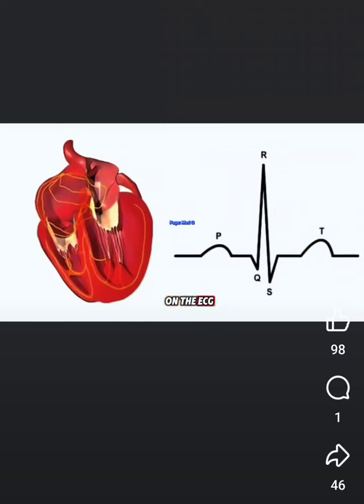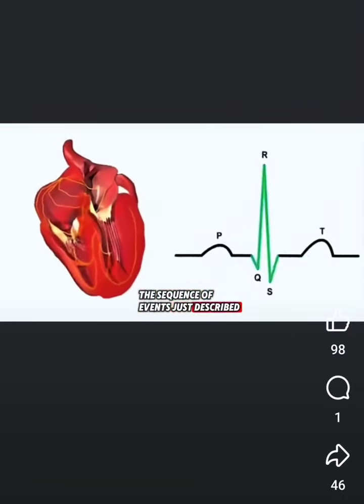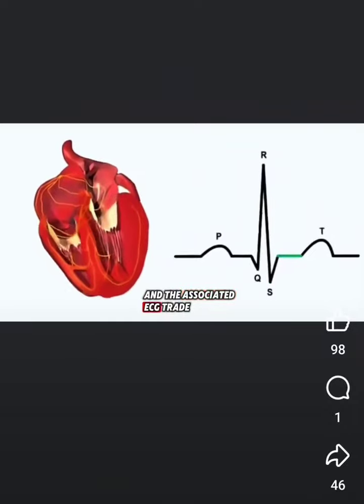On the ECG, the ST segment depicts the period when the ventricles are depolarized. The QT interval represents the time it takes for both depolarization and repolarization of the ventricles to occur. The sequence of events just described and the associated ECG trace.